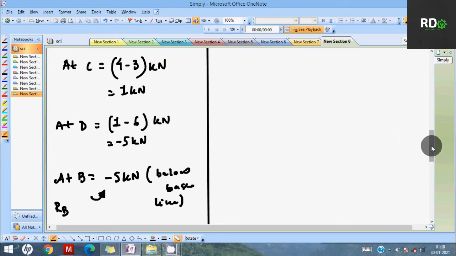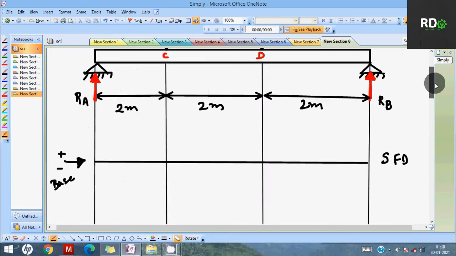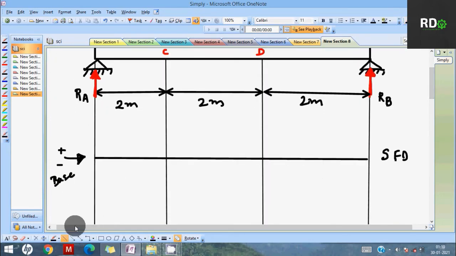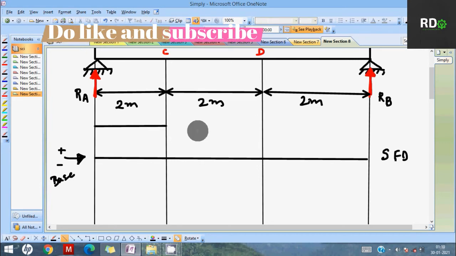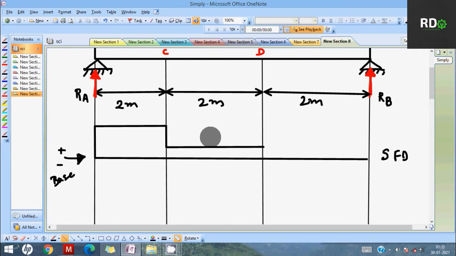Okay, so let me draw the shear force diagram. Your shear force diagram goes like this. First, if you remember, it is 4 kilonewton, right? This 4 kilonewton. Then what happens? At C, it is 1 kilonewton. Let me write it. It is 1 kilonewton. I'm darkening this part. So initially, it is 4 kilonewton.